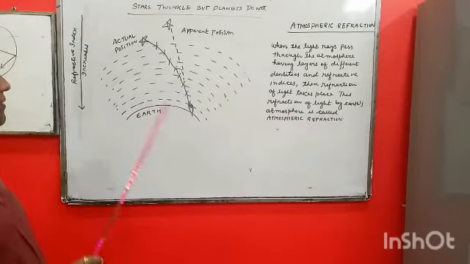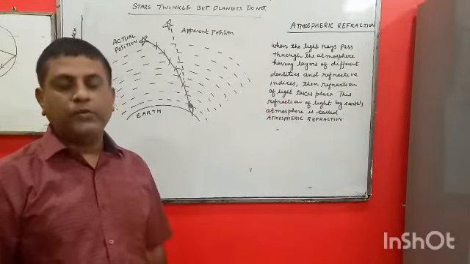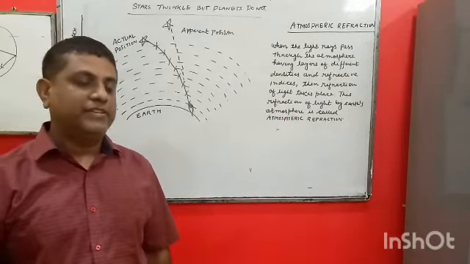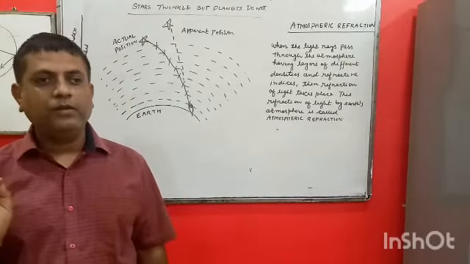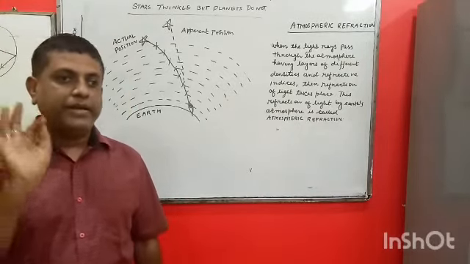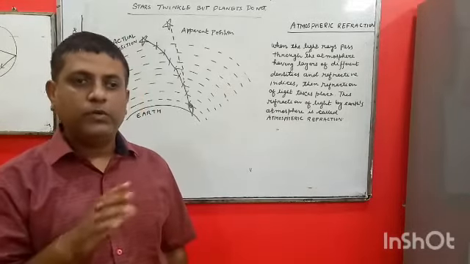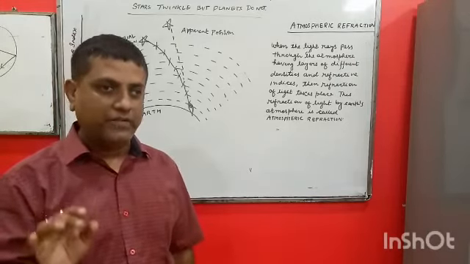Once again, if the density of the layer of atmosphere is more, then we see the dimming effect of the star. And if the density of the layer of atmosphere is less, then we see the brightening effect of the star. So the combined effect is the twinkling effect.